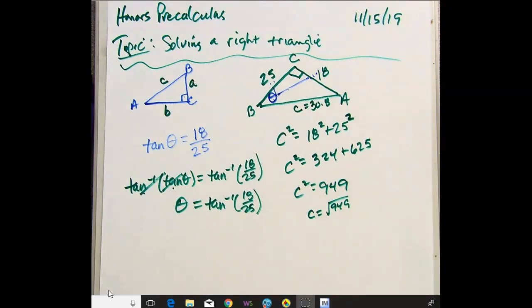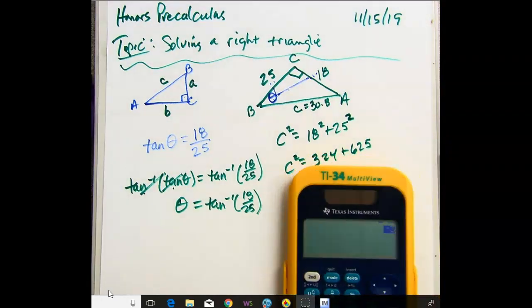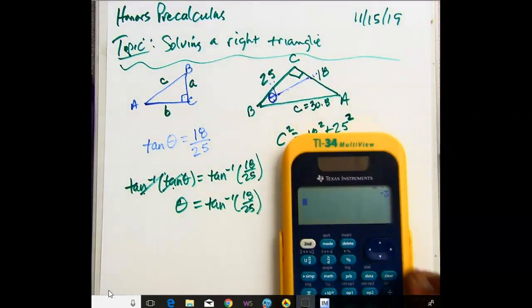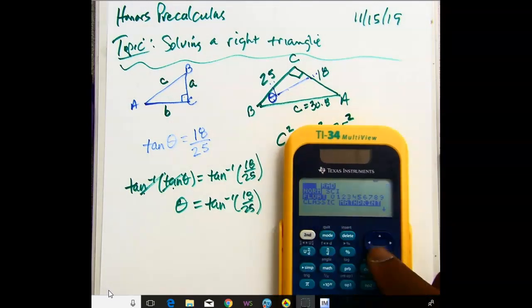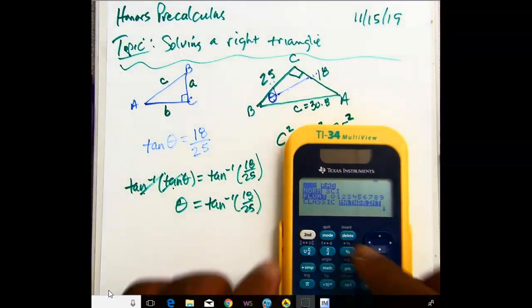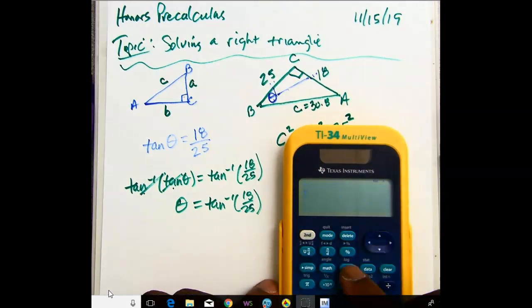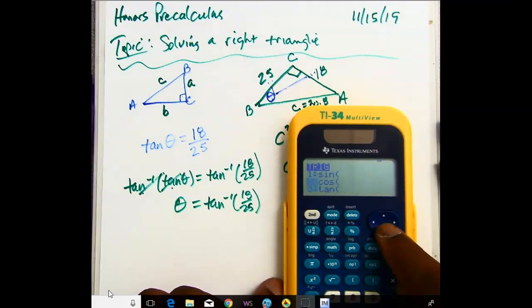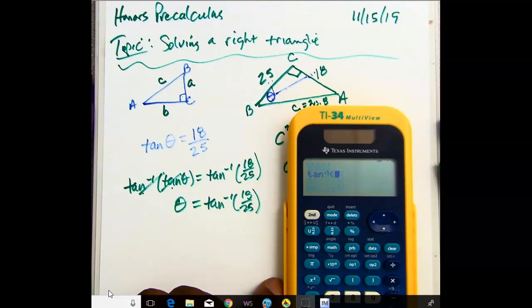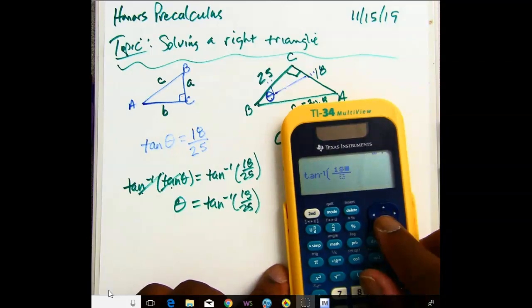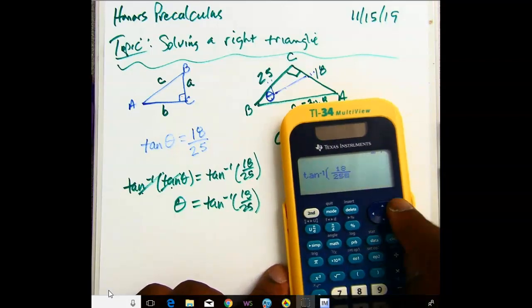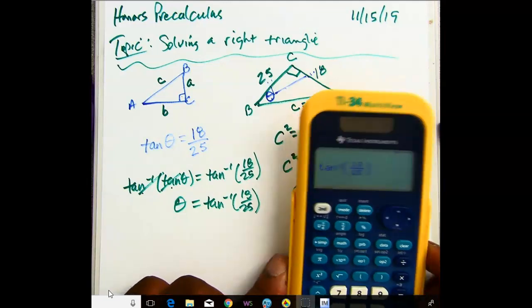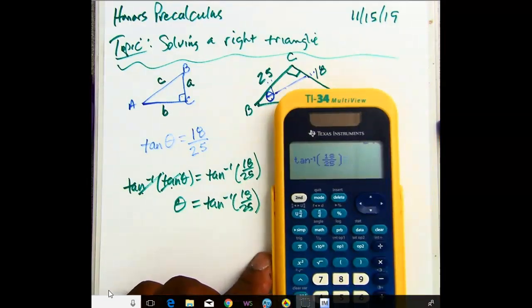So we want the inverse tan of 18 over 25. So our trig, again, is above pi. So second trig. Inverse tan, I believe, is number 6. So inverse tangent of 18 over 25. And I already see that I have a mistake because I have not changed my calculator from radians to degrees.